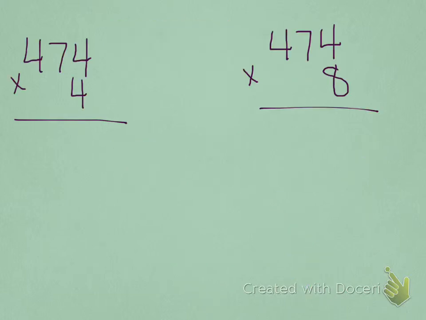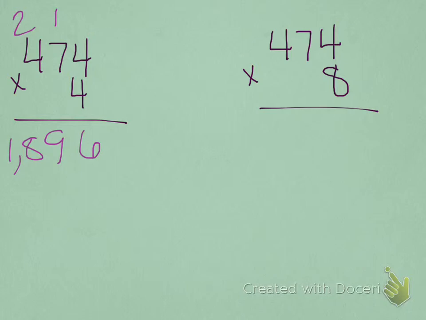Number 2 says solve. So first we have 474 times 4. 4 times 4 is 16. Carry the 1. 4 times 7 is 28, plus 1, 29, carry the 2. Again, 4 times 4 is 16, plus 2, 18, 1,896.